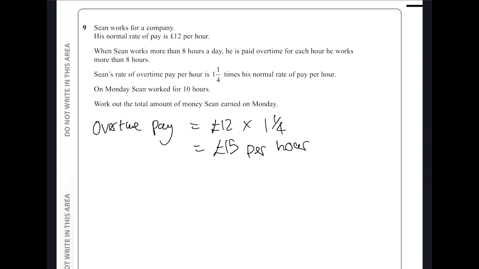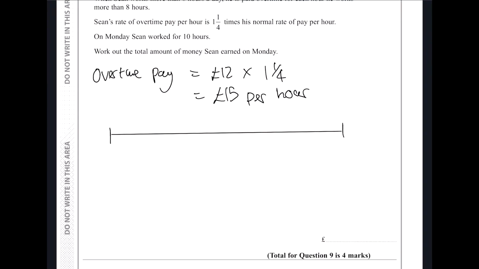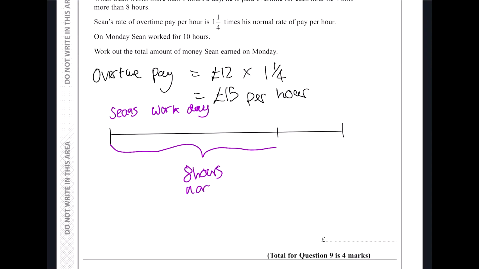And so if we think about this here as being Sean's work day, then it looks something like this, where this is the first 8 hours of normal pay, and then since he works 10 hours, we have an extra 2 hours of overtime pay.